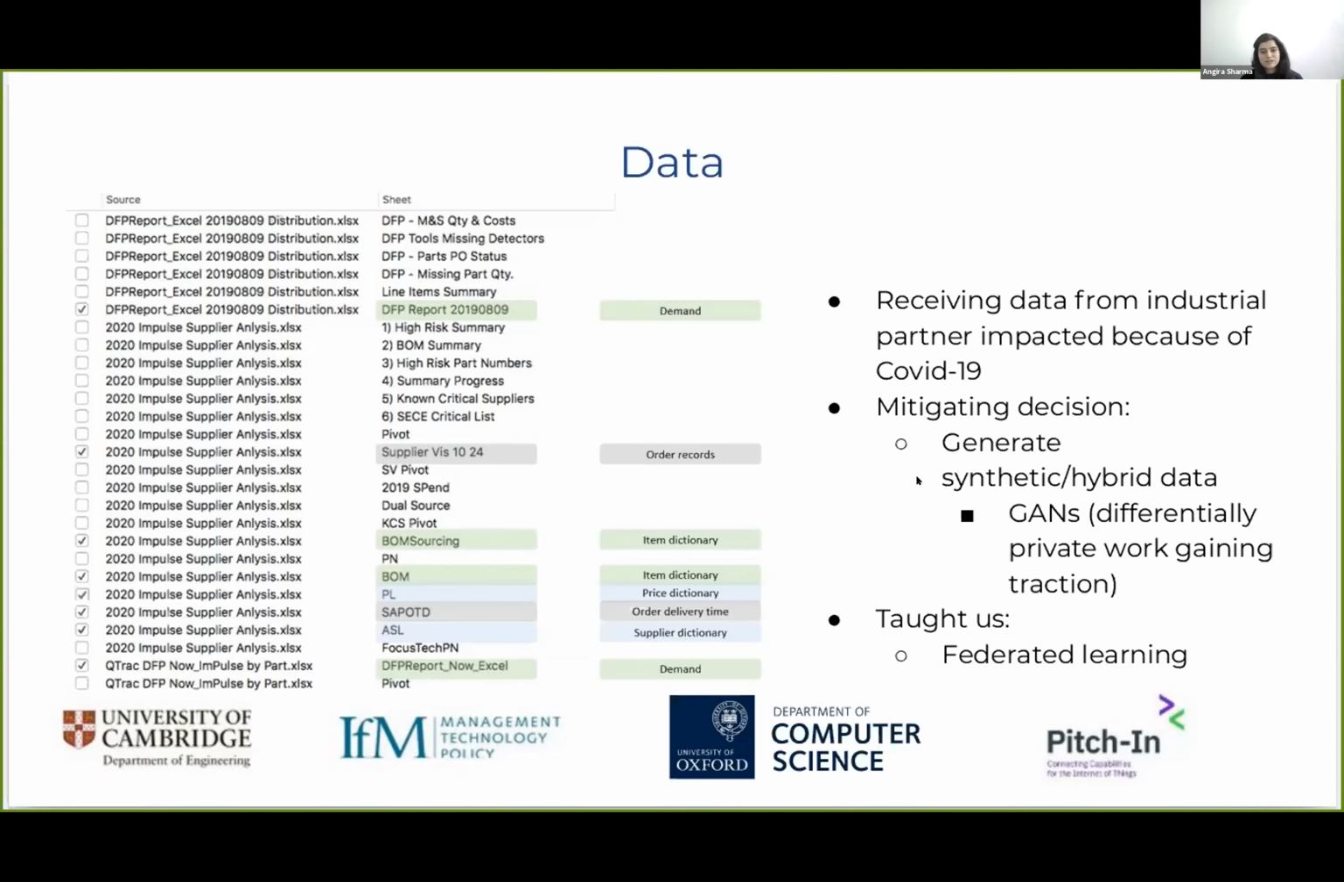GANs, or generative adversarial networks, are pretty popular right now, so we're looking at that. And it also has an advantage of being differentially private. We don't know how we're going to use it, but we're working towards that. And the idea of federated learning was quite inspired from this as well.